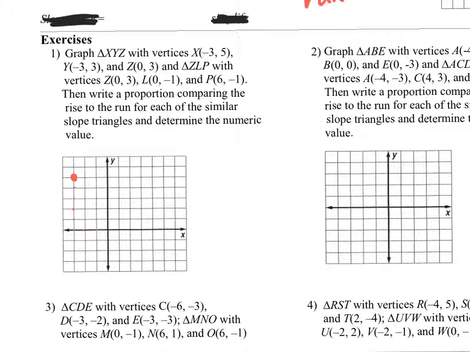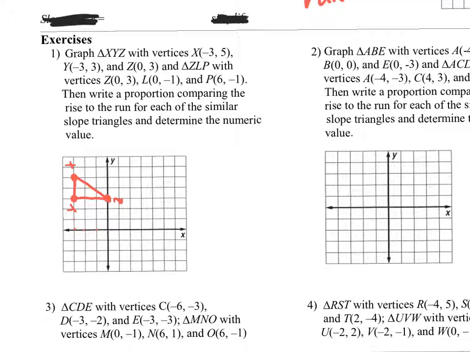Then my next dot is -3, 3. And then my next dot is 0, 3. So those are the 3 dots, and that's a triangle. It's triangle XYZ. So this is X, Y, and Z.